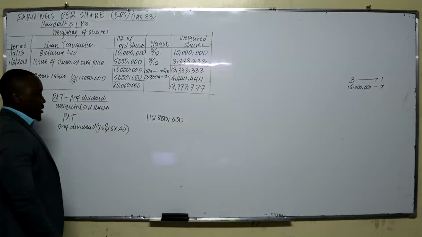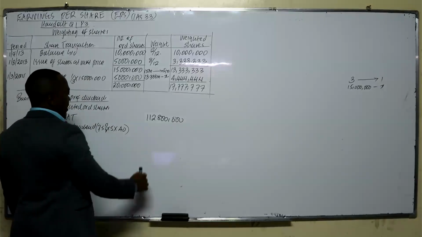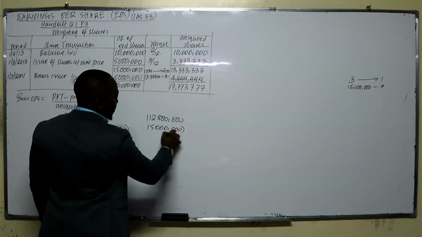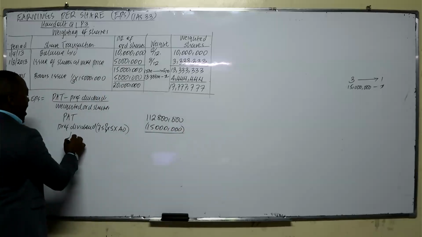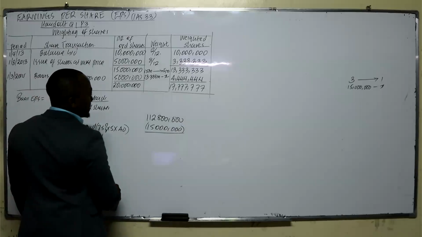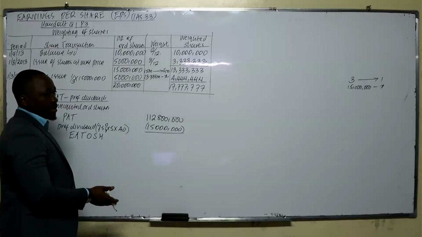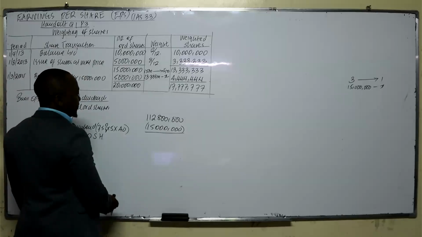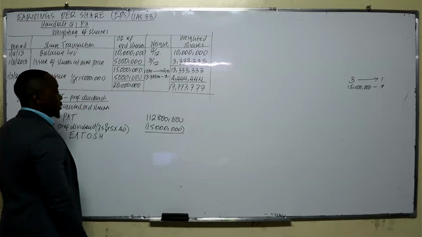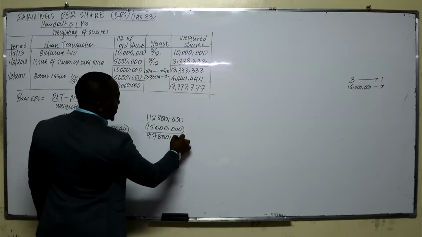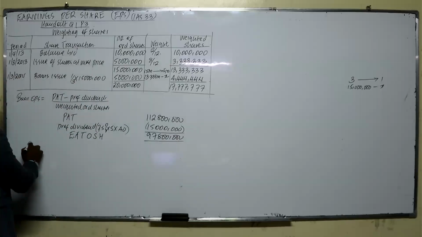7.5% of 20 million is how much? You get 15, eh? 15. So how much will be the earnings attributable to ordinary shareholders? 112.8 minus 15. 97.8, eh? Good. So that means the basic EPS.